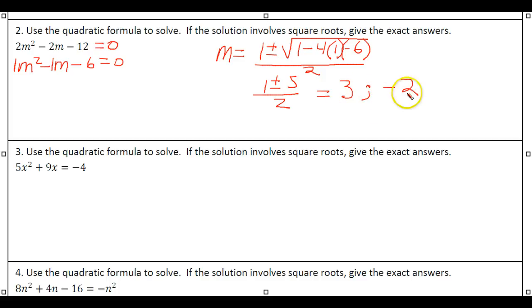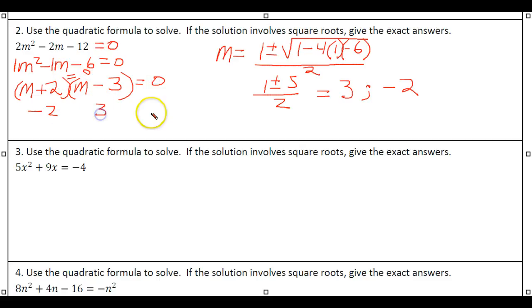Again, if our answers come out like this, it is factorable. And I think we did this one earlier. This is going to be a 3 and a 2. Our 3 needs to be negative, our 2 is positive. So, equal each of these to 0. Here's our negative 2, and there's our 3.